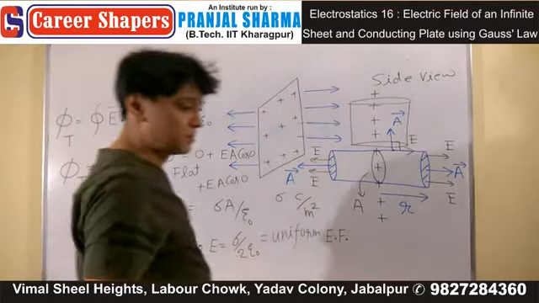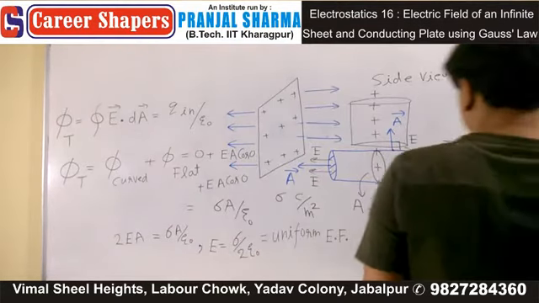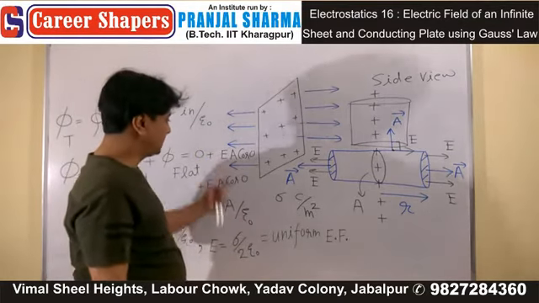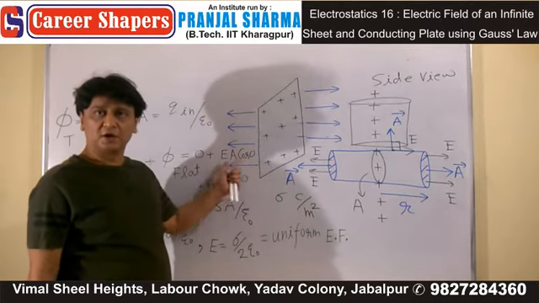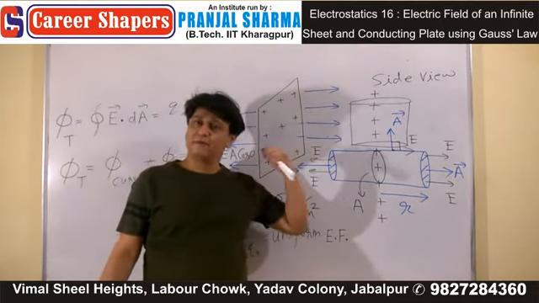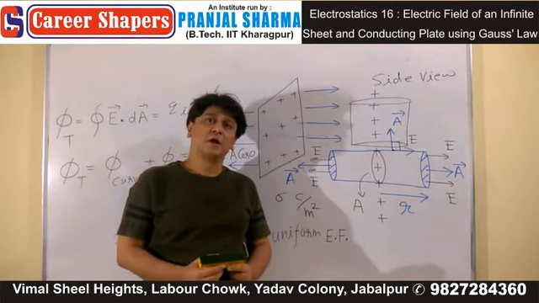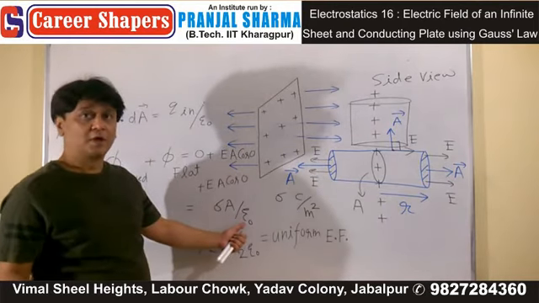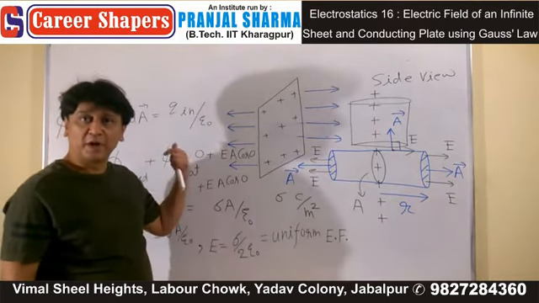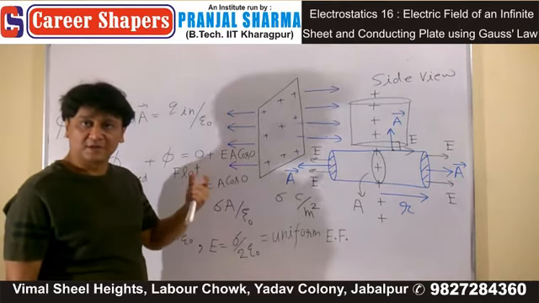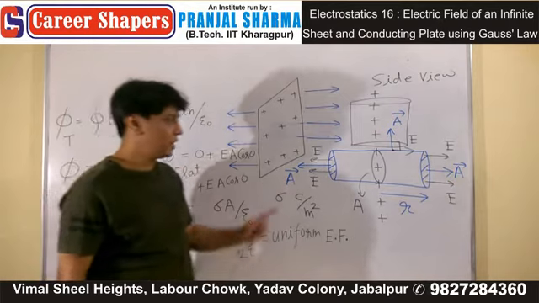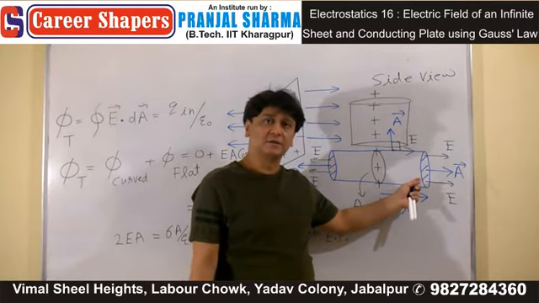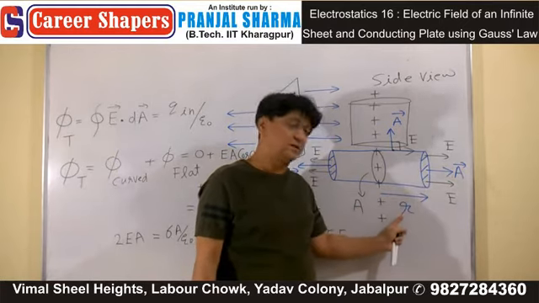The aim is to produce a surface for which we can easily calculate electric flux, E into A. You can have any type of Gaussian surface. Ultimately, that will be Q inside upon epsilon 0. But the problem is, it won't be possible for us to measure electric field. And therefore, we are drawing a Gaussian surface which can easily find us the electric field at some distance r.